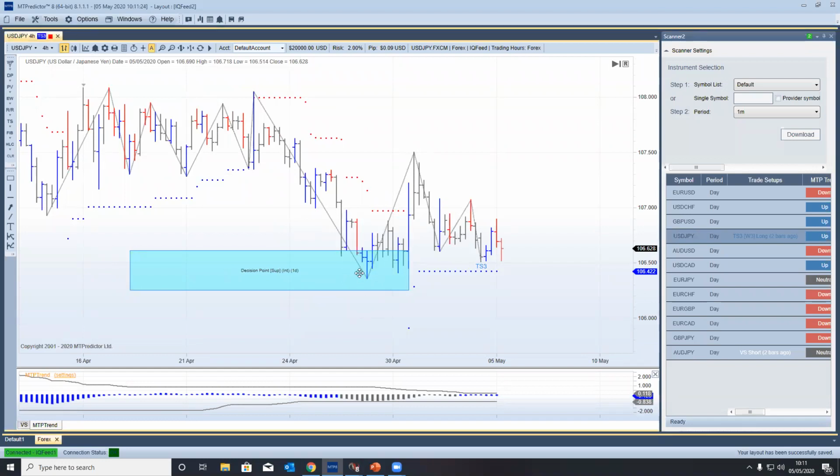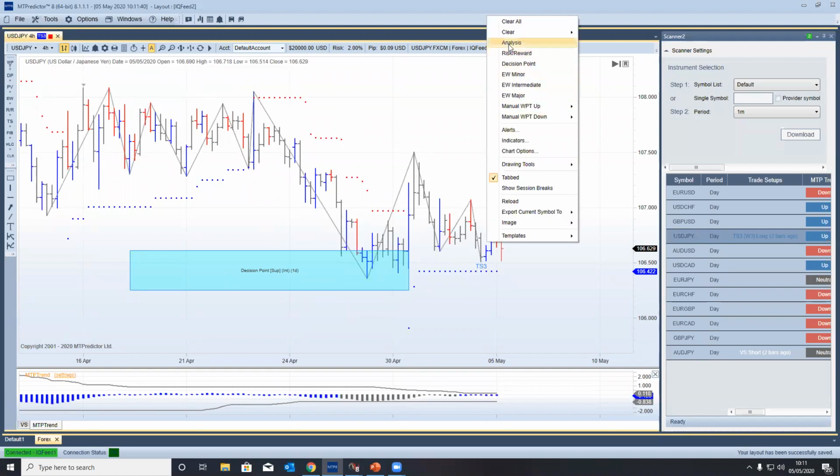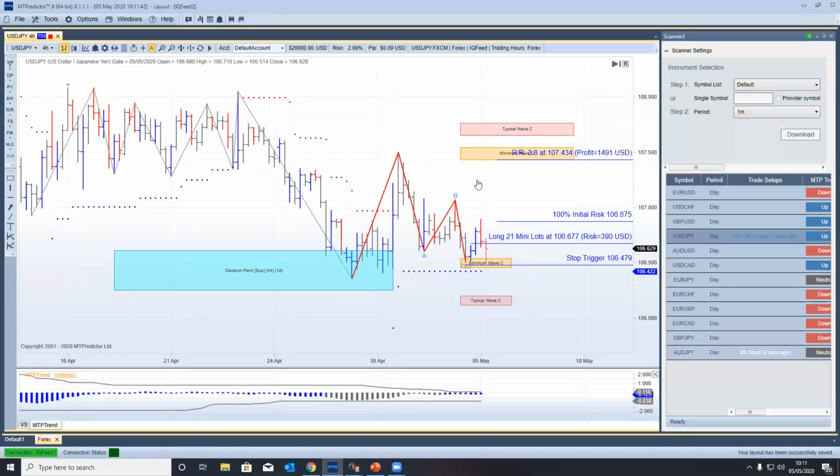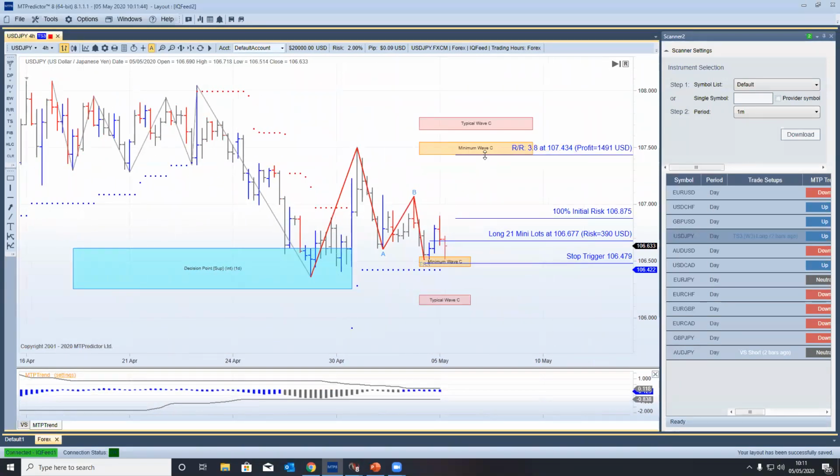It came into the support zone. It then made a rally off. The market, the MTP trend went from gray to blue. Do you see it's blue here? So that indicated the large degree trend was now up. Therefore, this TS3 buy setup was now in the direction of the large degree trend. We placed the analysis on. So this would be a good trade setup to take.